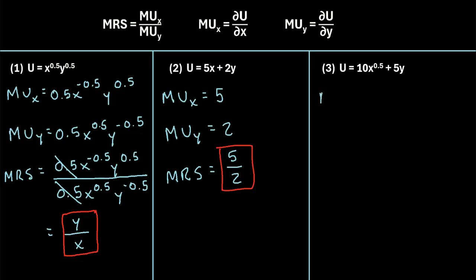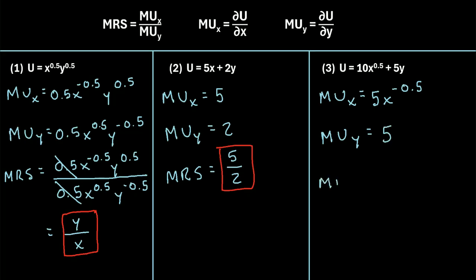Let's start by calculating the marginal utility of x. That's the derivative of this function with respect to x. So that would be 0.5 times 10, that's 5x, and then we have to reduce this exponent by 1. So 0.5 minus 1 is negative 0.5. Again, because we're adding the y in this case, we can just drop that term entirely. Then the marginal utility of y, which is the derivative of this function with respect to y, would just be 5.